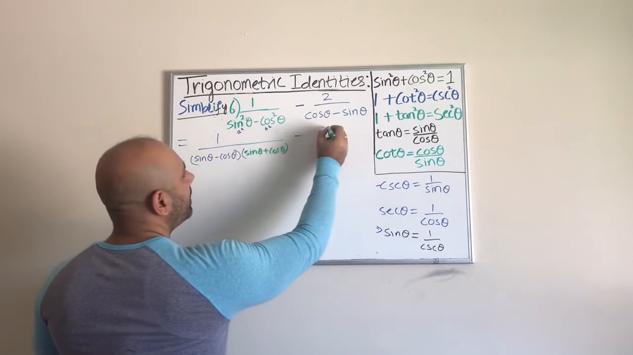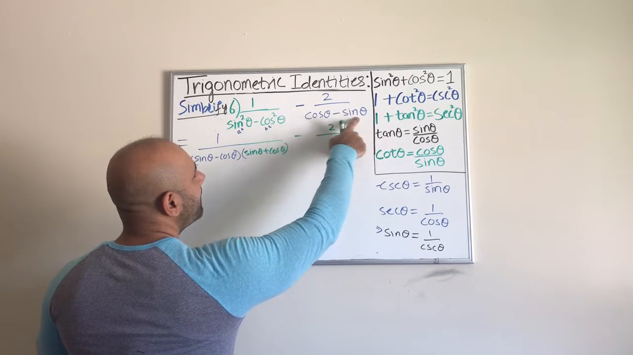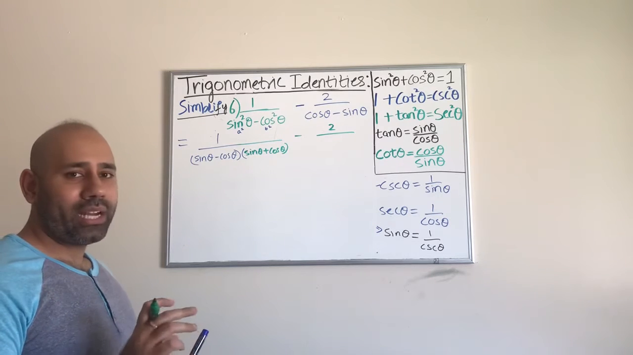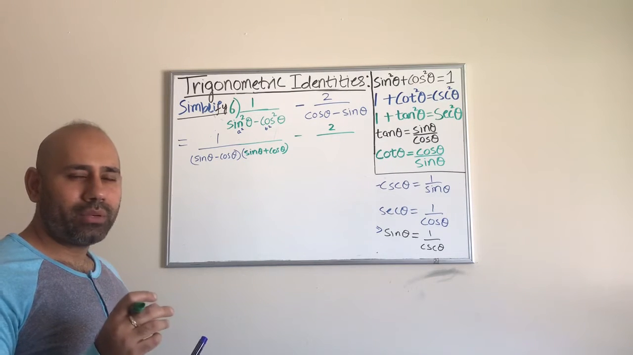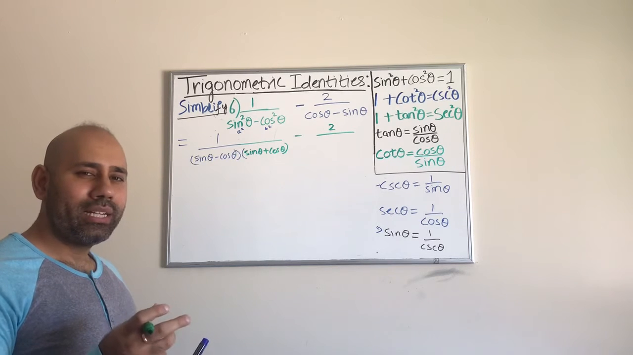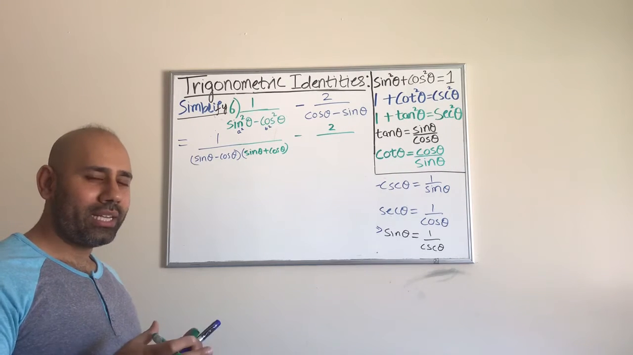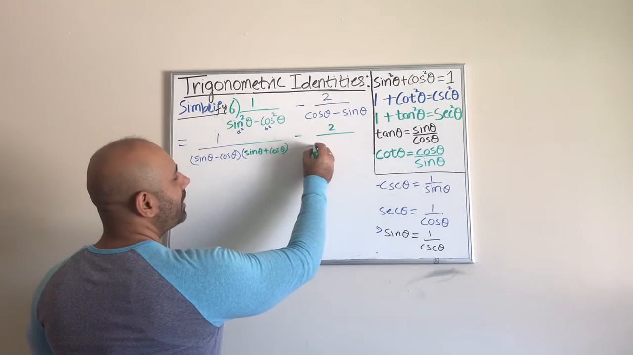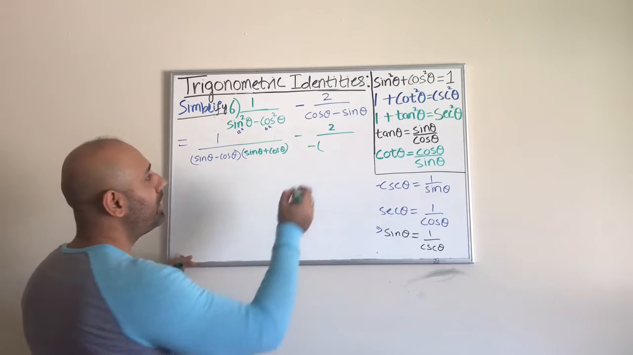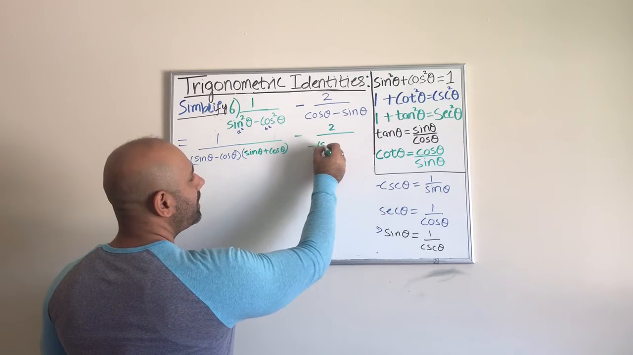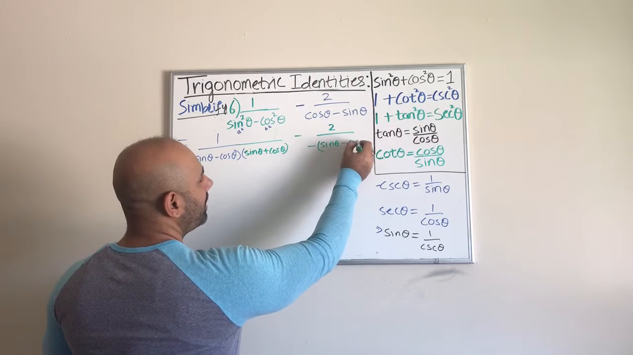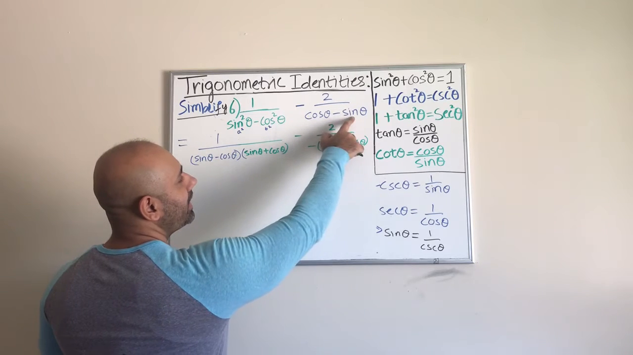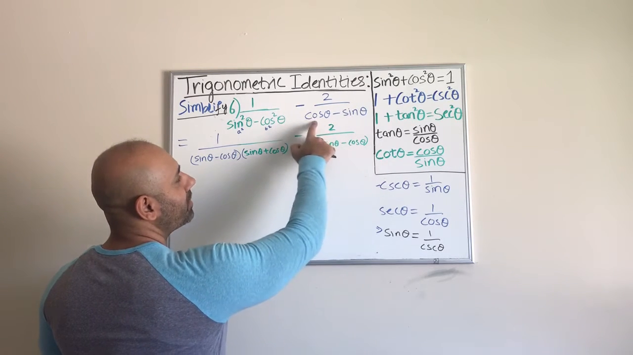Then I have minus 2 times cosine theta minus sine theta, but here I have sine theta minus cosine theta, right? So it seems like they're almost similar, and maybe we can do something to make them exactly similar to each other. So here, guys, if I take out a negative 1, see what is left. I'm left with sine theta minus cosine theta. Guys, let us verify that. Negative times sine theta is negative sine theta, and negative times negative is positive cosine theta.